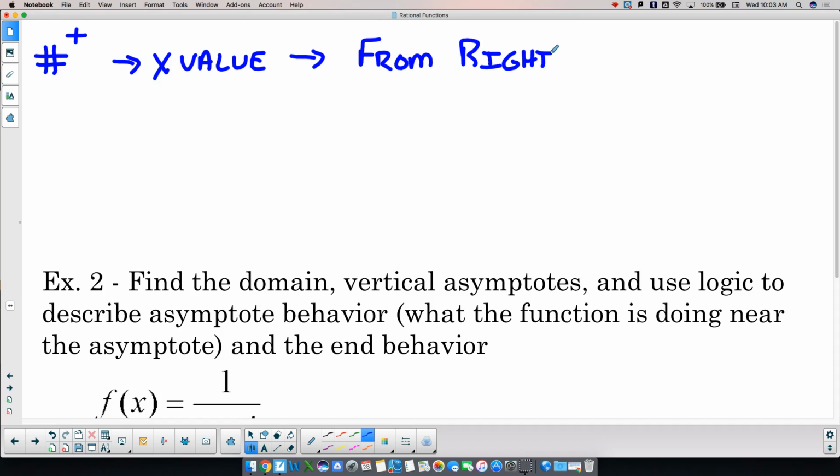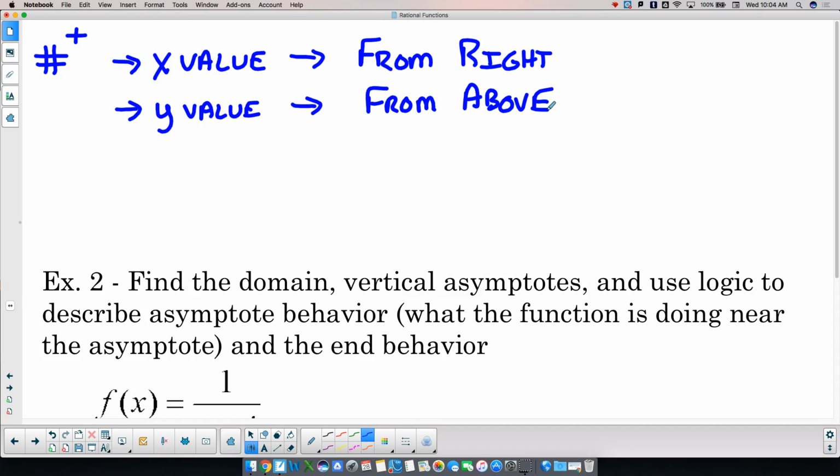Okay, so if I say like as x approaches 2 plus, with a little plus up there, that means x is approaching 2 from the right. If I'm talking about a y value, then we're talking about coming from above. Okay. f of x approaches 2 with a little plus symbol, that's approaching from above.